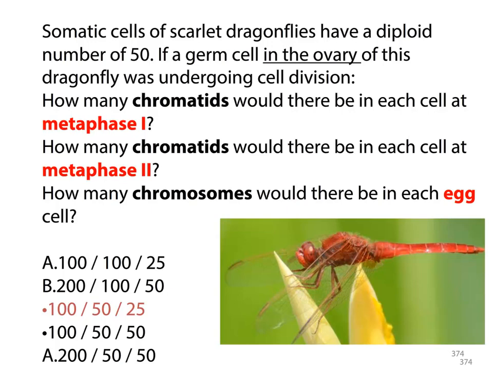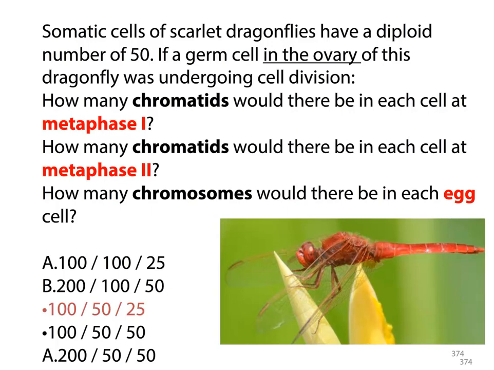Hopefully that makes sense. Then, how many chromatids would there be at metaphase 2? By then you've gone through reductional division, so you should have half. Half of 100 is 50. Again, at that point in time, it's still sister chromatids. Then, how many chromosomes would there be in each egg cell? Remember, it's the beginning of metaphase 2, so it hasn't gone through the second split, and it's talking about chromatids. So at that point, the X's are still together.